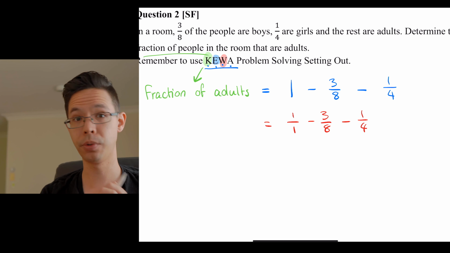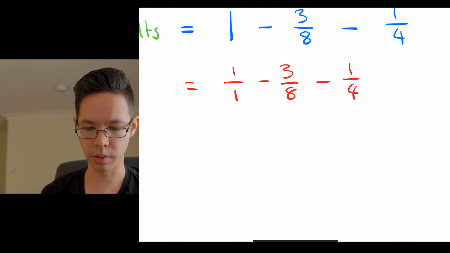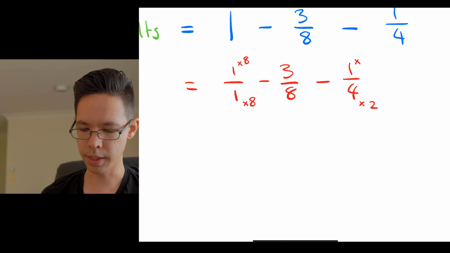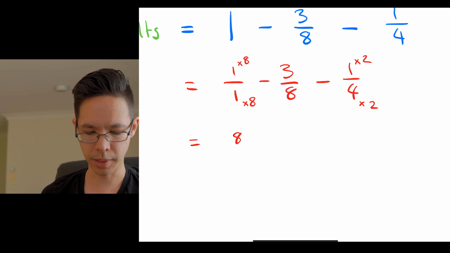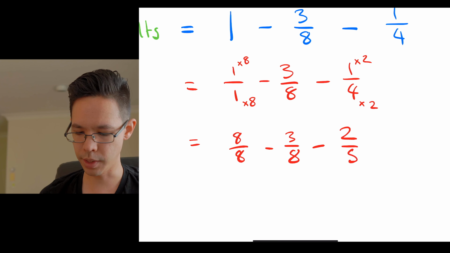Now I need to make sure the bottoms, the denominators, are the same to make this possible. So to do that, I need to scale this one up to 8, because 8's the lowest common multiple I can use for all of these, the lowest common multiple of these 3 numbers. Times that by 2. So that's going to be 8 on 8, take away 3/8, take away 2/8.